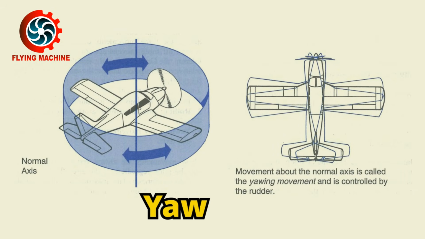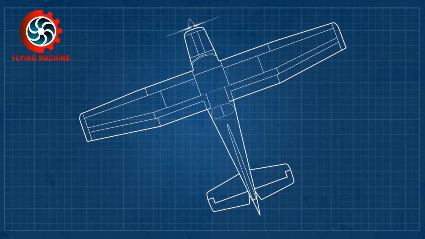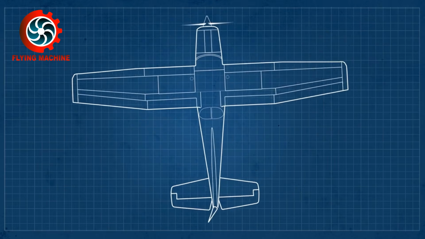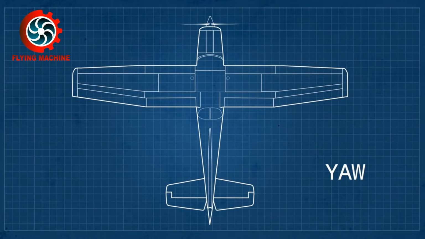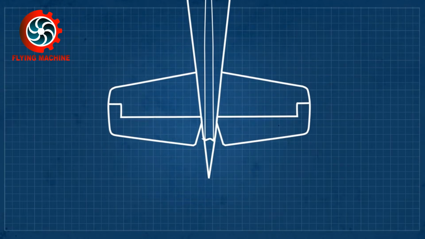The first is yaw. Yaw is the aircraft's movement along its vertical axis, which involves turning to the left or right. This movement is controlled by the rudder located on the aircraft's tail.